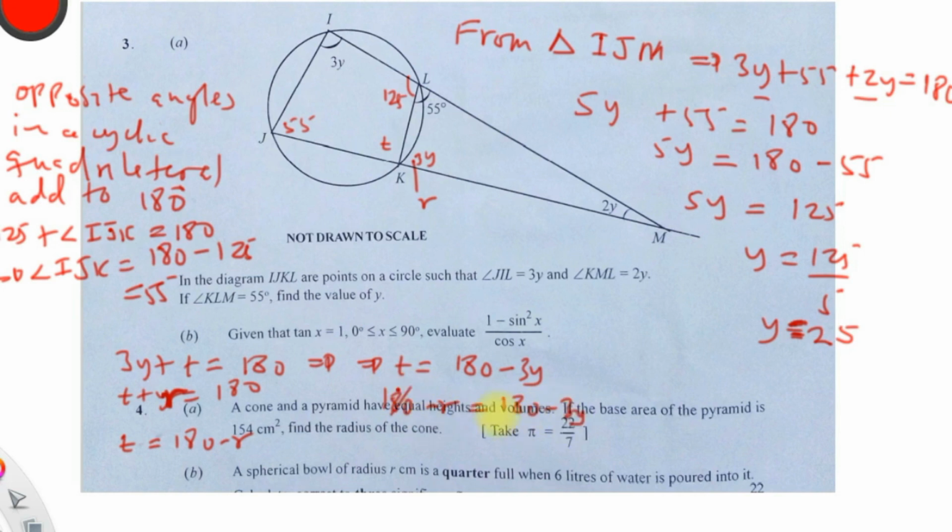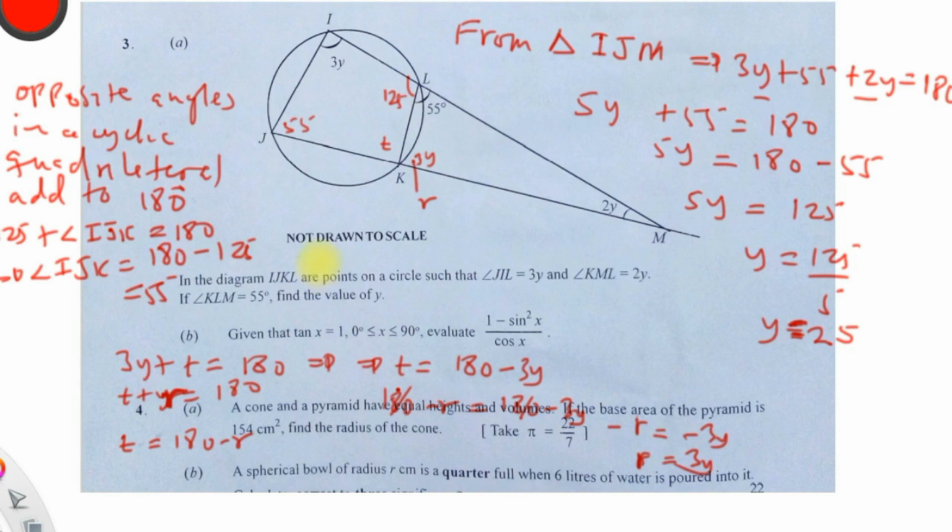So this 180 will cancel this 180. And then we have negative r, sorry, is equal to minus 3y. So you multiply both sides by negative, and you get r is equal to 3y. So you see this r is the same as 3y. So you can also use the same triangle.